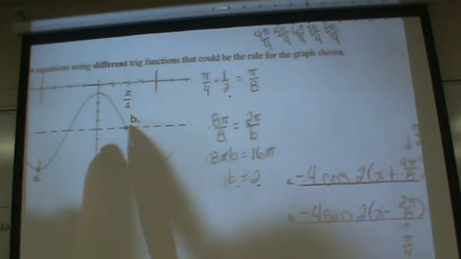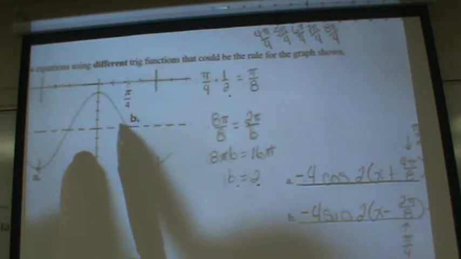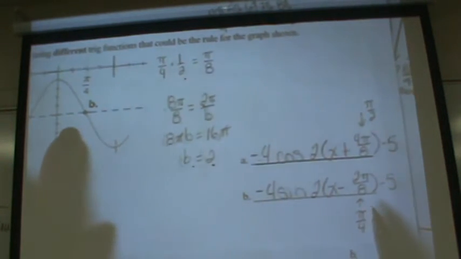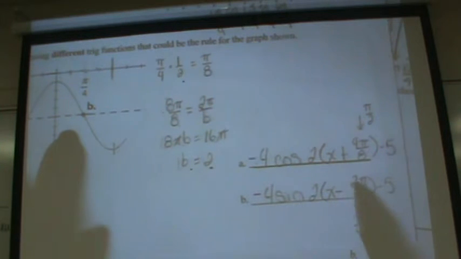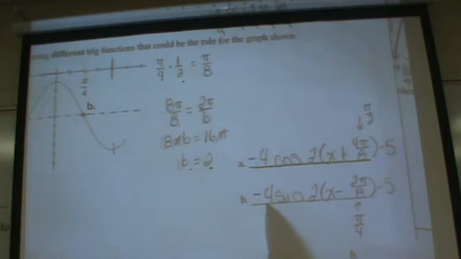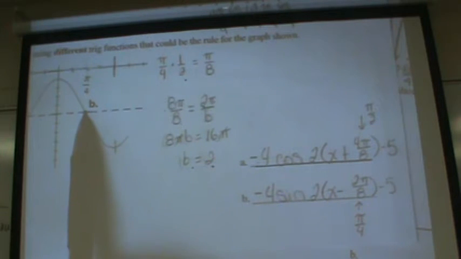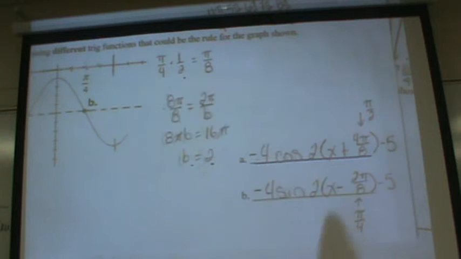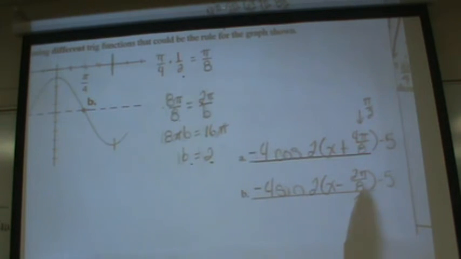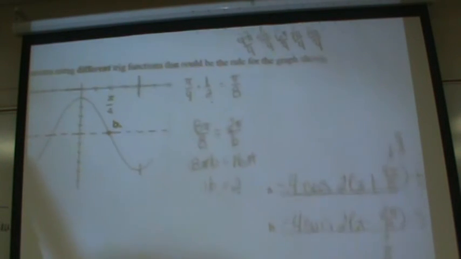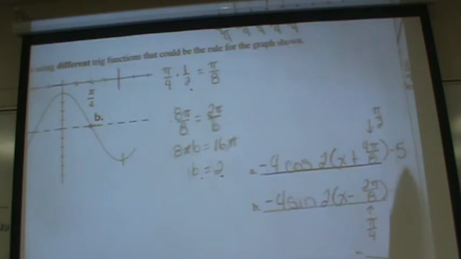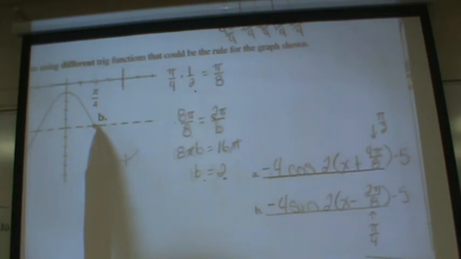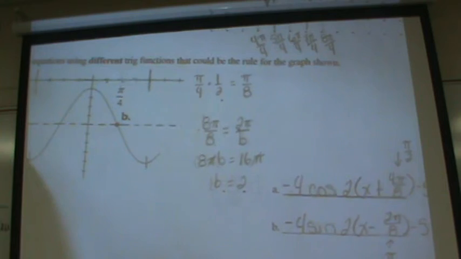Over here, to write the equation here, this is starting at 2 pi over 8 to the right, which is minus 2 pi over 8. The amplitude is still 4, and this is an upside down sine curve starting at this spot. So the only thing that's going to change is this phase shift is minus 2 pi over 8. Remember, this is your vertical shift, that's your -5. And where you start is going to depend on whether it's a sine or a cosine curve.